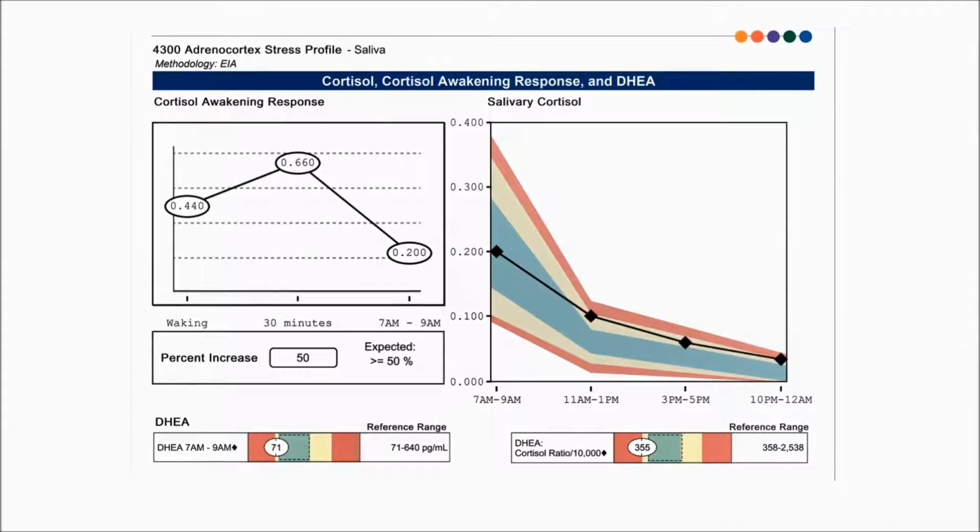So you're going to spit in the tube first thing in the morning, and we're going to get your waking cortisol level. 30 minutes later, you're going to spit in the tube again and get your cortisol awakening response. And then you're going to do your level somewhere between 11 a.m. and 1 p.m., so around noontime. Then later afternoon, like 3 to 5. And then finally, later in the evening, like between 12 p.m. and 12 a.m., midnight.